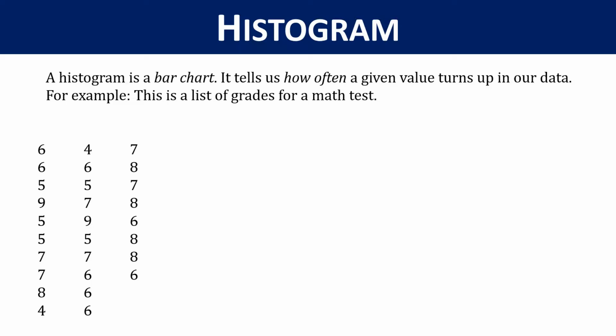In this video, you will learn how to make a histogram. A histogram is basically a bar chart, which tells us how often a certain value turns up in our data. As an example, let's look at this list of grades for a math test, rounded to whole numbers. So we want to make a chart that tells us how often each grade occurs.